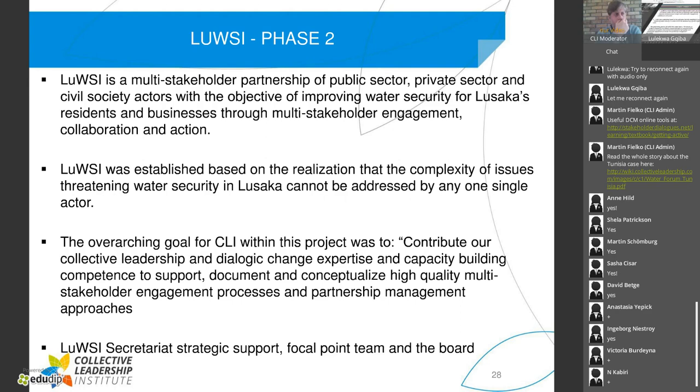So there is the LuWSI Secretariat, which we were working with directly, providing strategic support. And then the LuWSI initiative had a focal point team, which was made up of members who had expertise in terms of what the initiatives wanted to focus on within water security in Lusaka. And then there's also the board. For each and every structure, we see that it is always important that there is some form of a committee or a board that makes sure that the initiative is carrying its mandate. So this is the example of phase two.